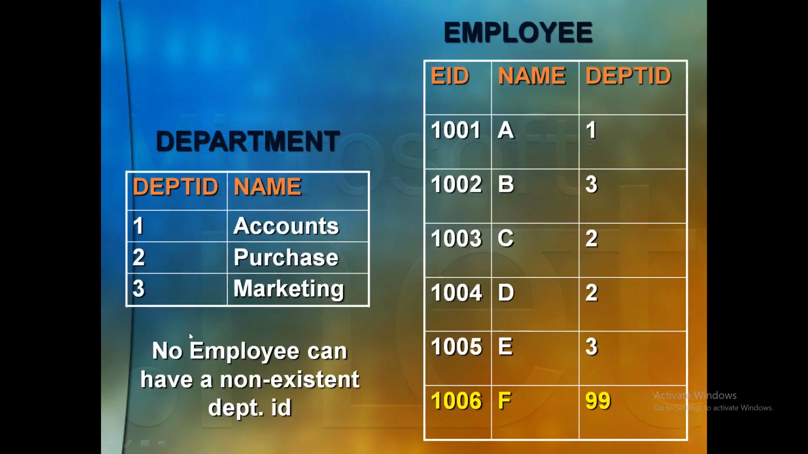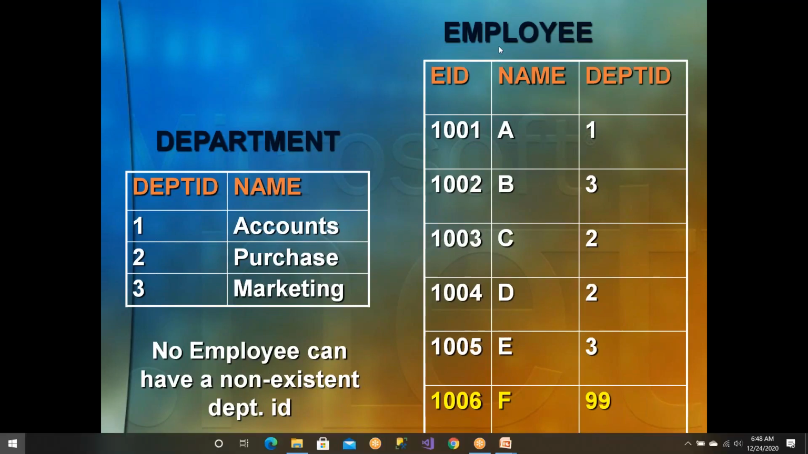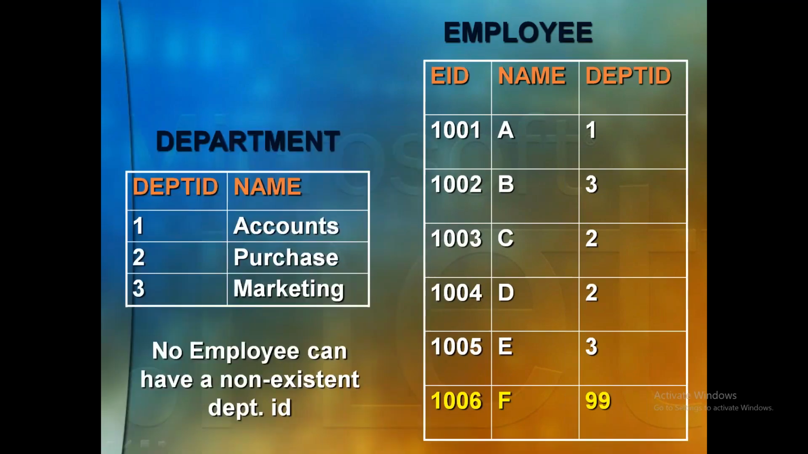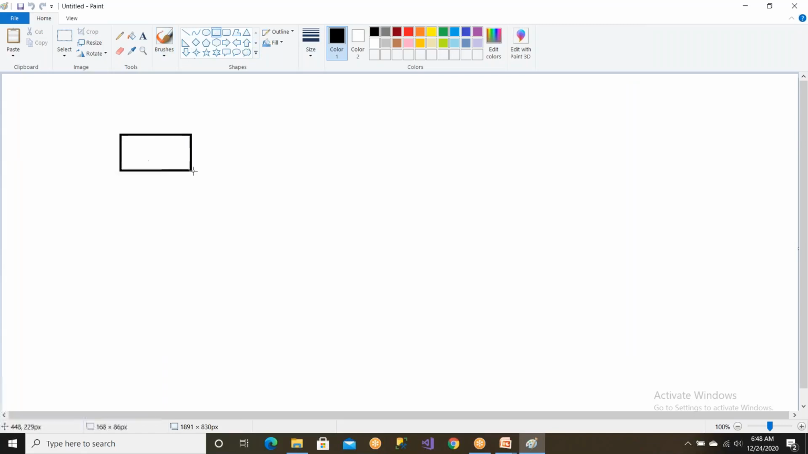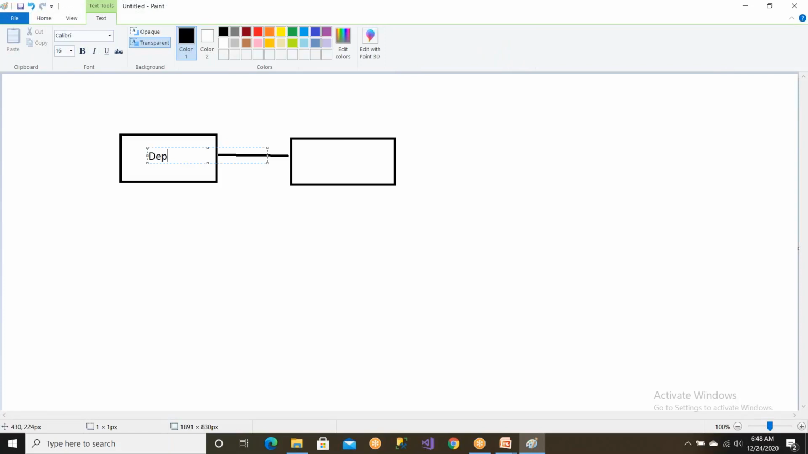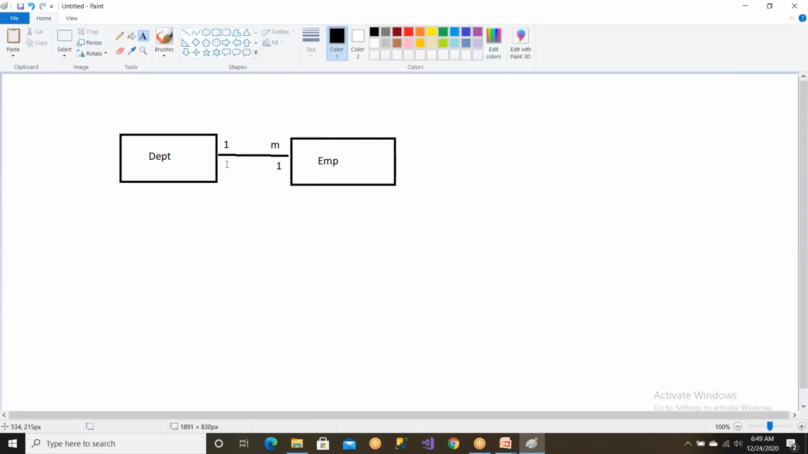Now, this is my department table and this is my employee table. One department can have many employees, so it is a one to many relationship. Now you need to understand which table is which. This is the department table, and this is the employee table. One department can have many employees, and one employee has to work for only one department. This is the situation in my company. In another company, one employee may work for many departments as well. If that is the case, it will become a many to many relationship.